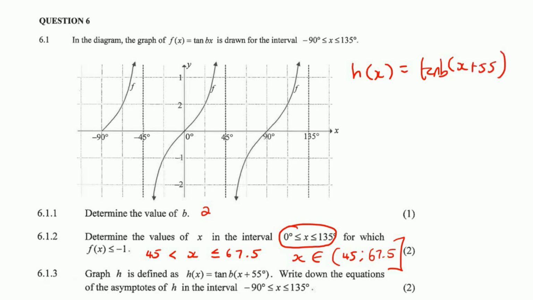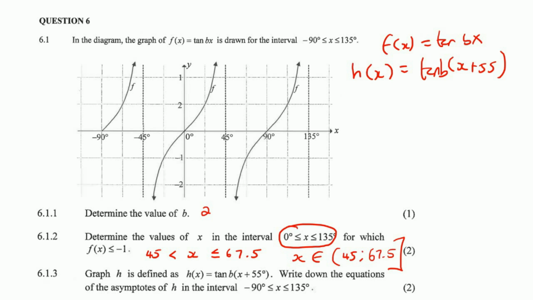Oh, there's a b as well. Okay, now graph F, which is the original one, was also tan b of x. So what have they done? Well, they're trying to tell us here that graph H is the same as graph F, but then they do this to it. Now, what does that do to a graph? Well done if you remember that moves the graph 55 degrees left, not right. I know a lot of you are like, yeah, but it says plus. But remember, guys, when it's the x values and graphs, it's always the opposite.